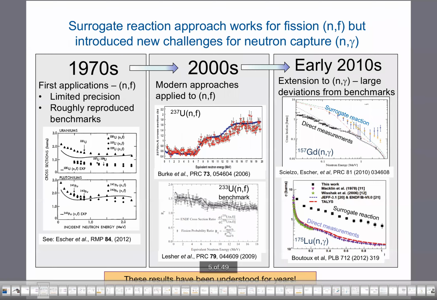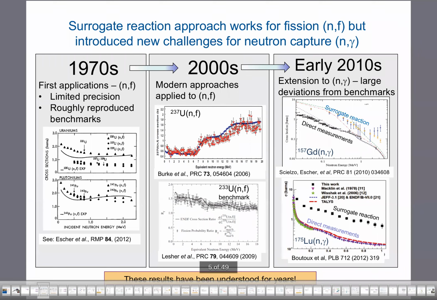But then when you try to apply this to capture, what you get is what you see here on the right-hand panel. You see some benchmark experiments that were carried out where we knew the result that we should have gotten because there were direct measurements, like in the gadolinium case. That's in black, the black dots, with a curve that was calculated to go through this. And if you do a surrogate measurement, in this case it was inelastic proton scattering, and you analyze it the way people have analyzed fission, what you get is the result that you see in the yellow and blue dots. You're off by factors of 5, 6, 7, and the shape isn't right.